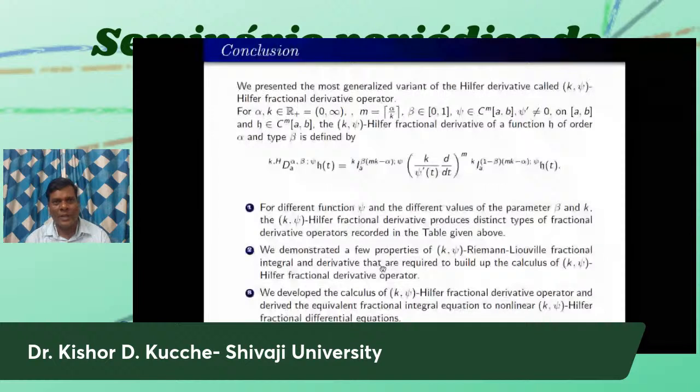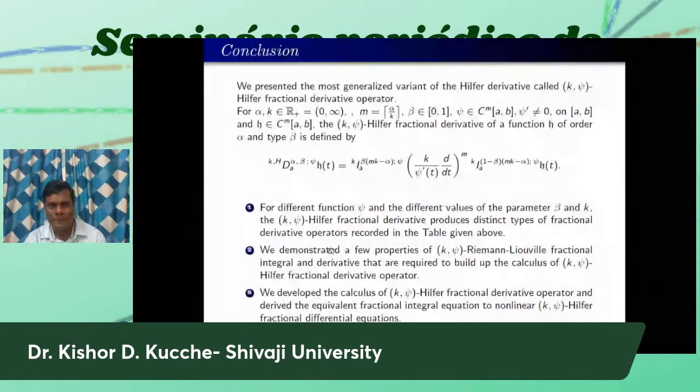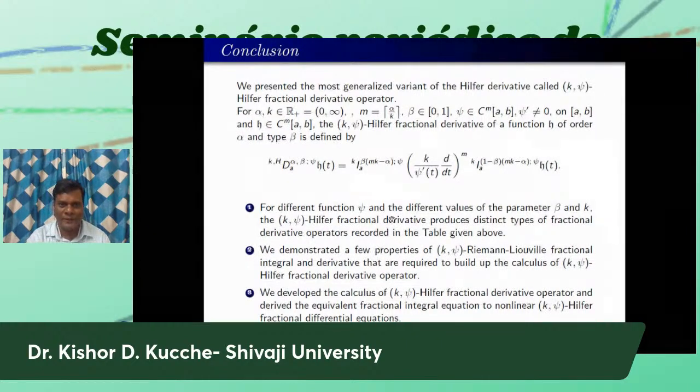So the final conclusion is that we have attempted to give a generalized version of the Hilfer derivative, which we have named the K-Psi Hilfer derivative. This is the definition which we have introduced. We have observed that for different functions psi and different parameters beta and k, this K-Psi Hilfer derivative produces different types of fractional derivatives, and those are recorded in the table. Of course, the table does not contain an exhaustive list of the derivatives.